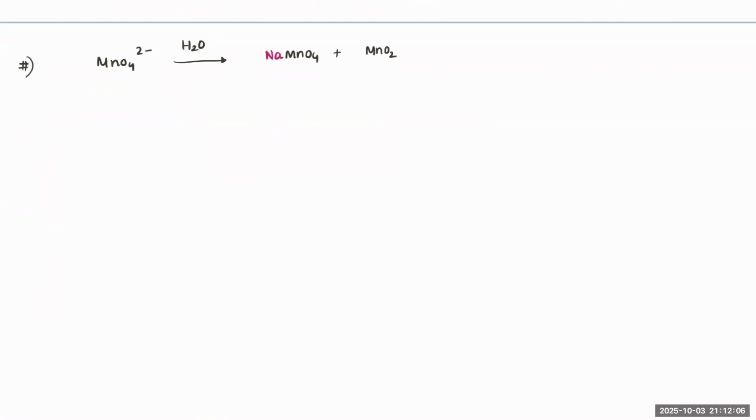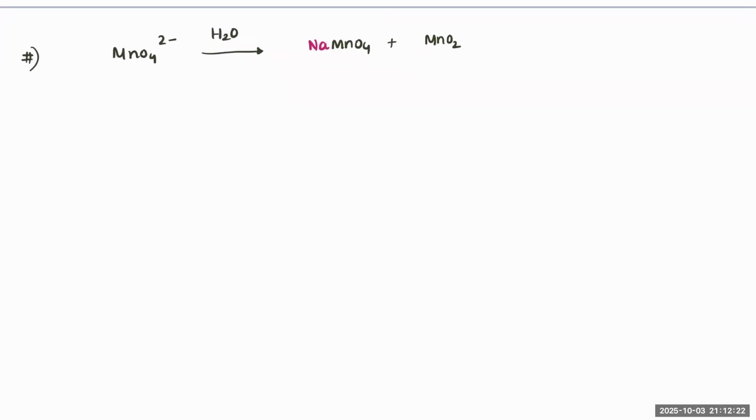Check it out. MnO4 2 minus is giving NaMnO4 and MnO2. Got it? Let's do it together, everybody. First, write the ionic form. Ionic form looks very simple for these kinds of reactions, but going ahead, if you have multiple complex reactions, it always helps. So it's suggested to always write the ionic form.